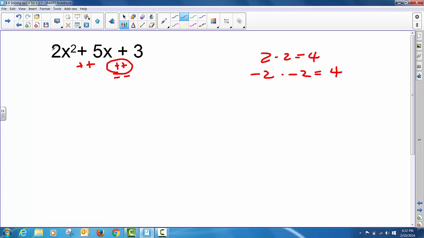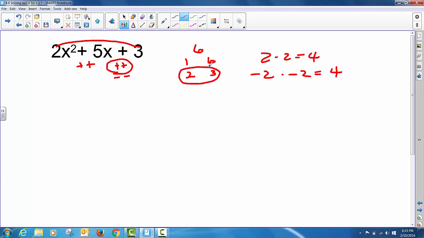Now let's see what you do. You take the a and multiply it by the 3. That gives you 6. Now what we want are factors of 6 that add up to 5. So 1 times 6 is 6, and 2 times 3 is 6. Which one of those adds up to 5? Yes, it's the 2 and the 3.